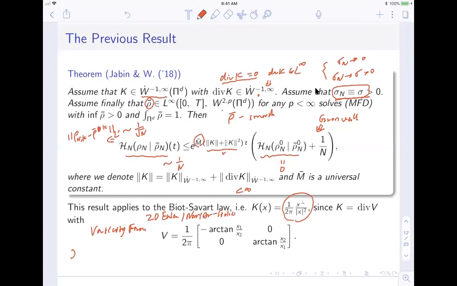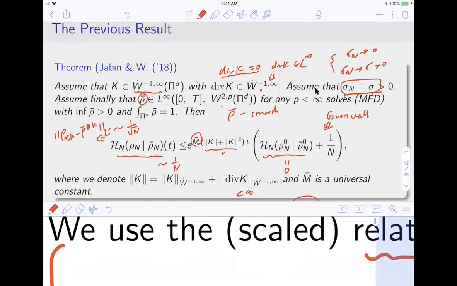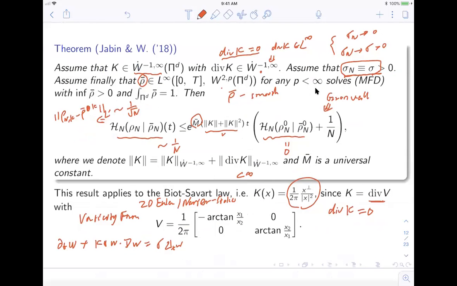So you can write partial t omega plus K omega dot gradient omega equals theta. Of course, the Biot-Savart kernel is divergence free, and you can write K as a gradient. So K actually is just a gradient of V.